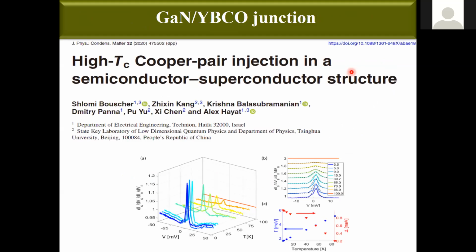Very recently, such kind of activity is still continuing. Alex Hyatt at the Technion in Haifa, Israel, measured a very interesting zero bias conductance peak between a high-Tc superconductor and the semiconductor gallium nitride. They measured very heavily doped gallium nitride and obtained the zero bias conductance peak like that. This is a recent experiment published in the Journal of Physics: Condensed Matter.